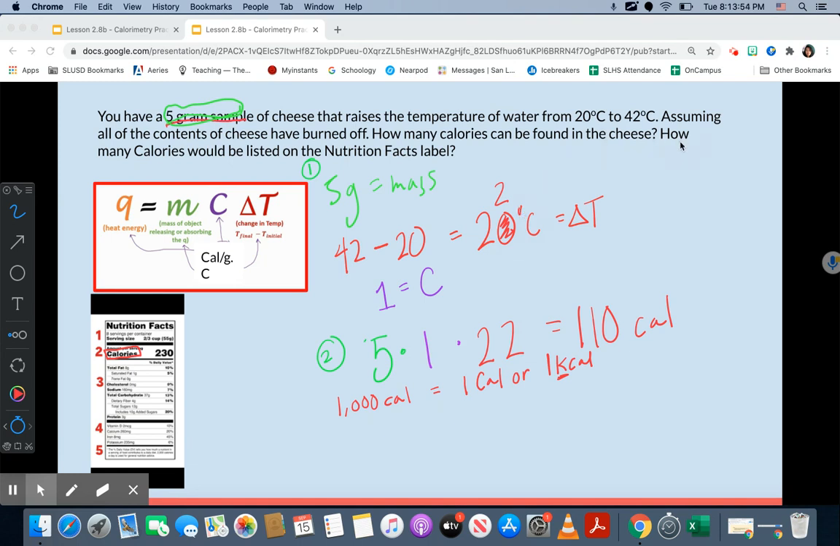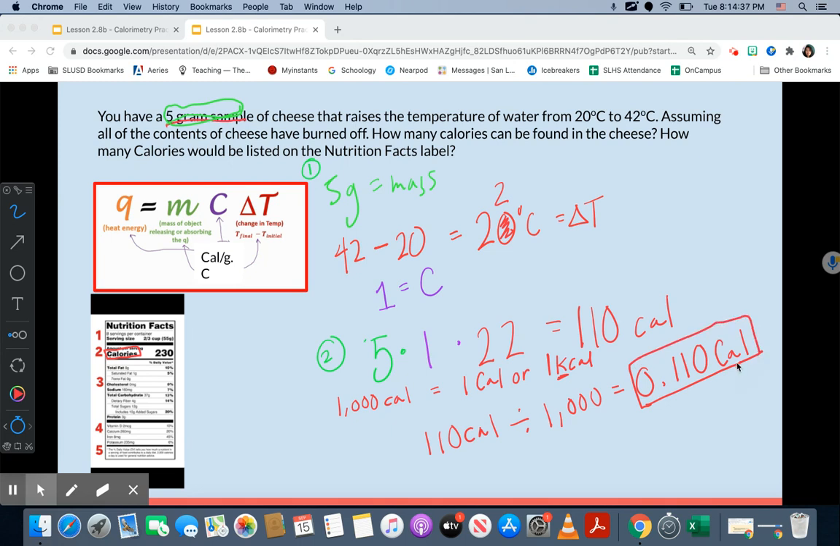So to answer our second question, how many capital C calories would be listed on the nutrition facts label? Well, I know that for 110 calories, right, one capital C calorie means 1,000 lowercase c calories. So to find out how many capital C calories it is, I just need to divide by 1,000. Right, so 110 divided by 1,000 will give me 0.110 capital C calories.